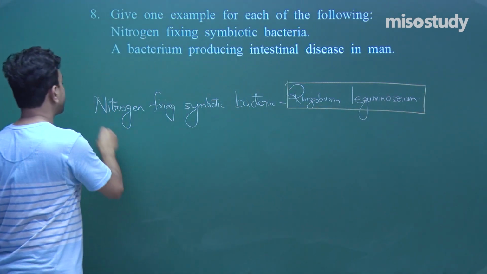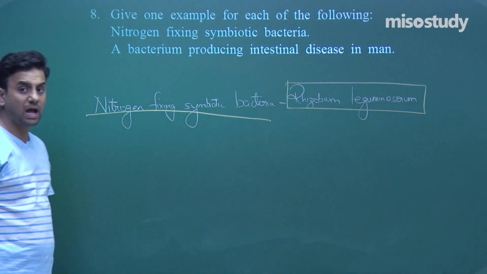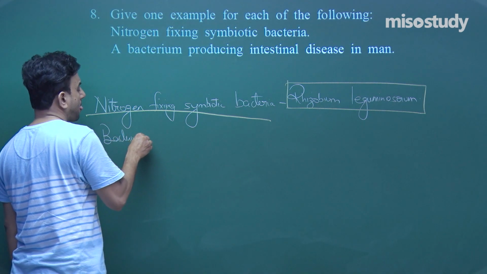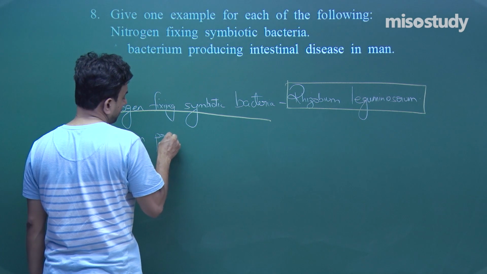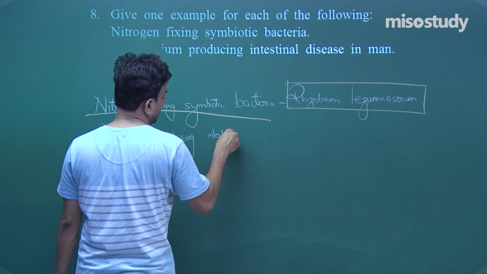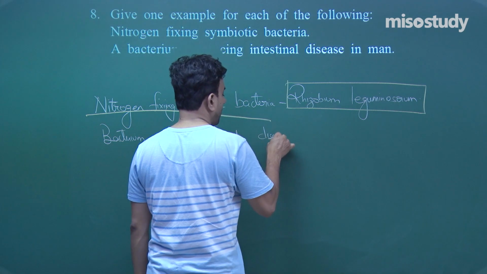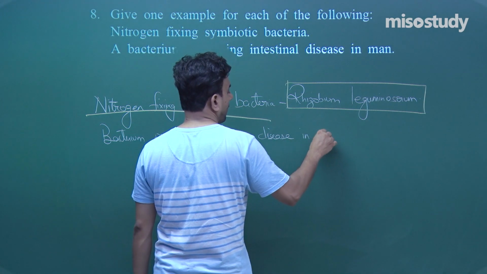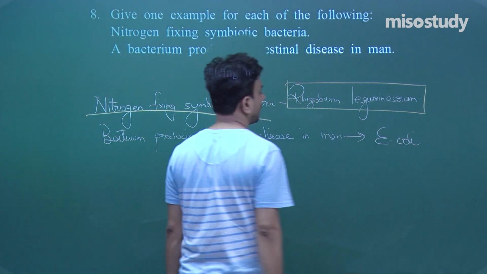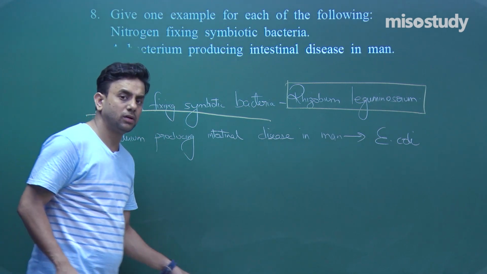Okay, nitrogen fixing bacteria, Rhizobium leguminosarum, and a bacterium producing intestinal diseases in man is E. coli. Right, bacterium producing intestinal diseases in man is E. coli.